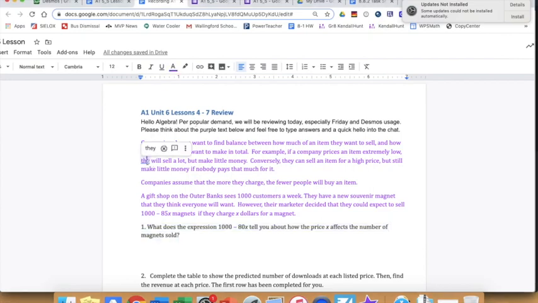Okay? So we're going to look at a different actual application, but the same type of problem. It's again the business world, talking about price, cost, revenue, profit, all that kind of stuff, so companies can make the most amount of money. Companies always want to find a balance between how much of an item they want to sell and how much money they want to make in total.